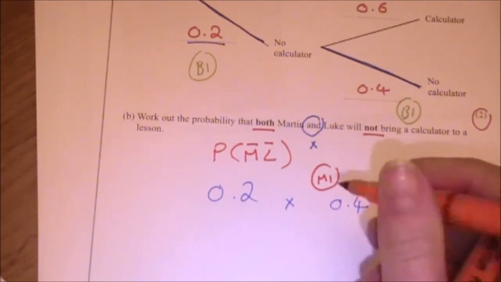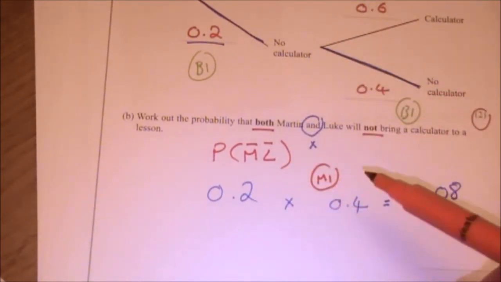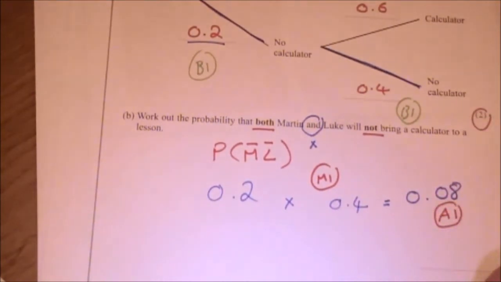Anyway, looking at the mark scheme for part B, we get 1 mark for multiplying the values that you followed through from the tree. So even if you've got the tree wrong, you can still get that 1 mark, and then you get an answer mark for having the actual probability correct.